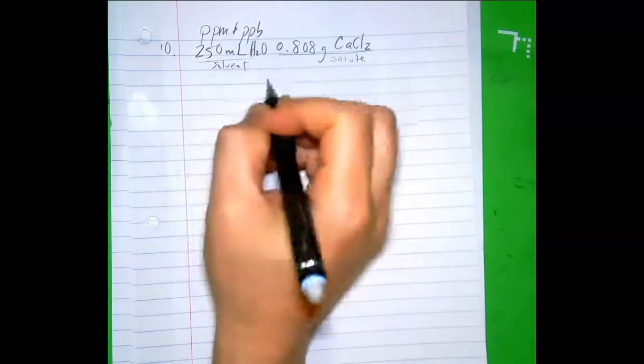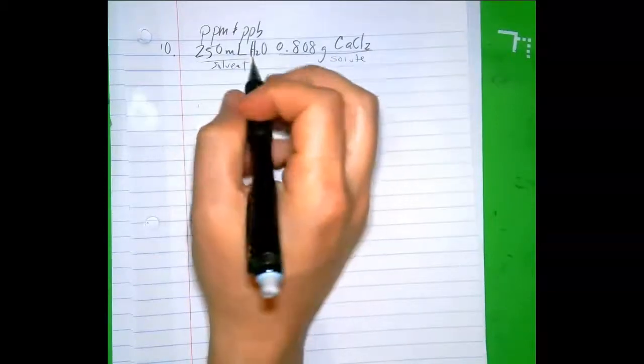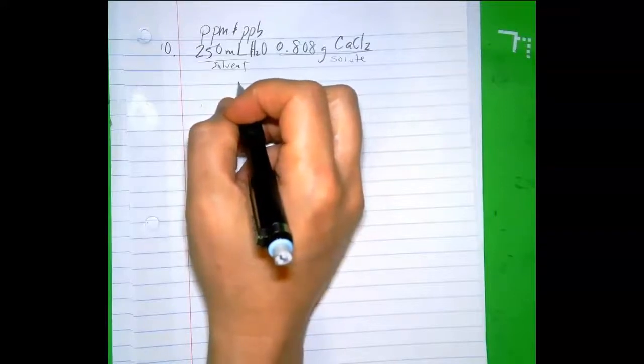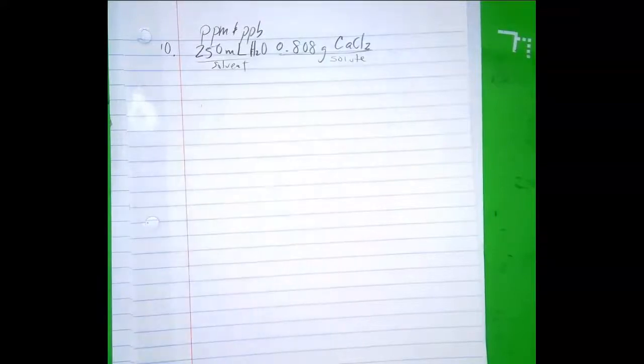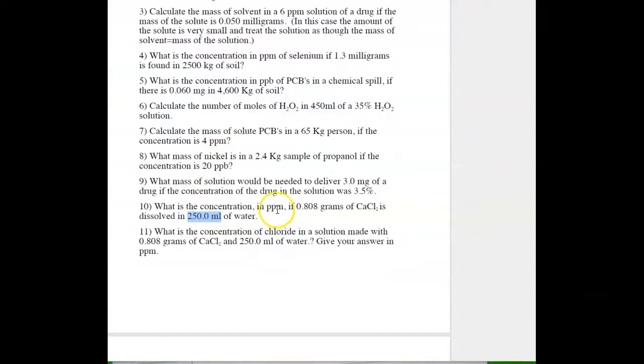So what's our formula? We know we need to divide grams by grams and multiply by, well, what's it asking for? I forgot. I didn't look. It's asking for ppm. So we need to multiply by 10 to the 6th.